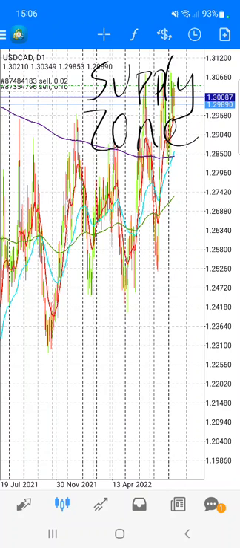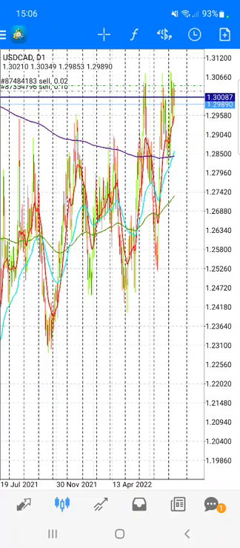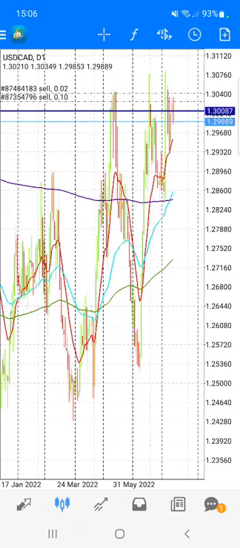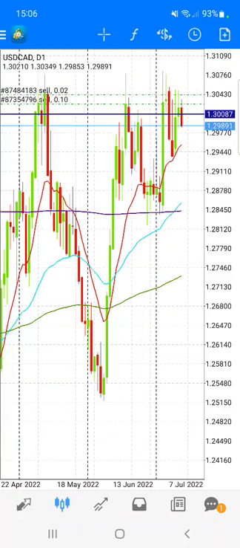Now, what are the rules of demand and supply? One, if a supply zone is broken by a bullish candle, it turns to be a demand zone. If a demand zone is broken by a full body bearish candle, it turns to be a supply zone. Now our zone here hasn't been broken, but it has been retested quite for like 3 times now.